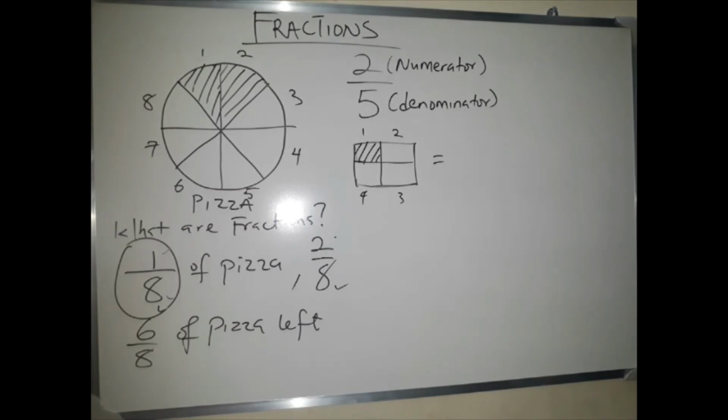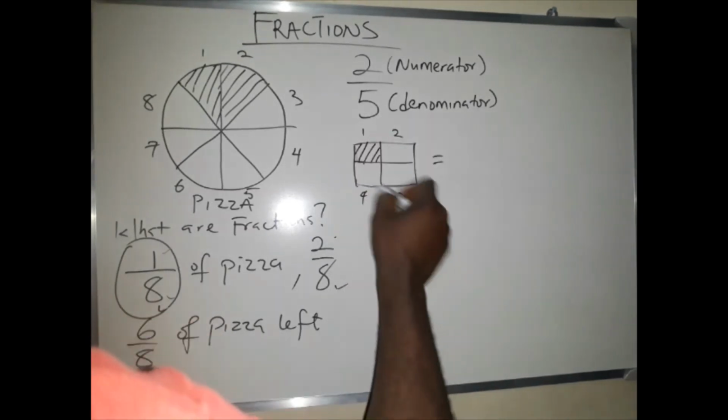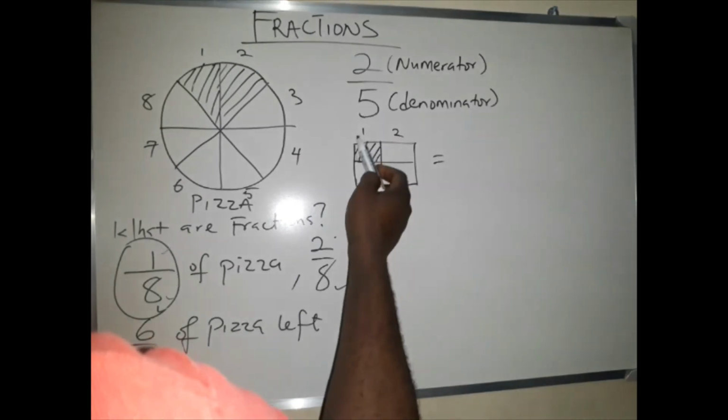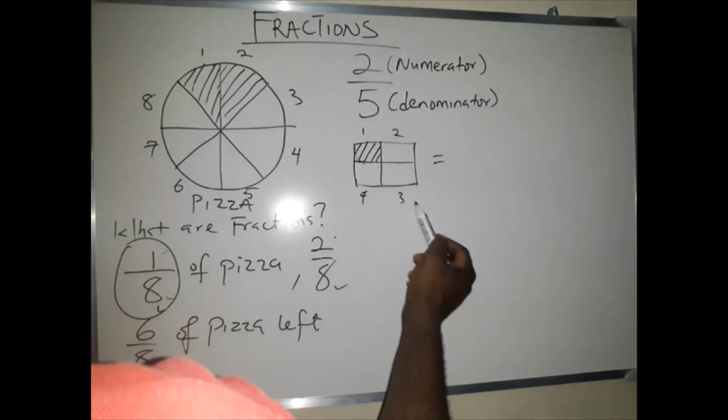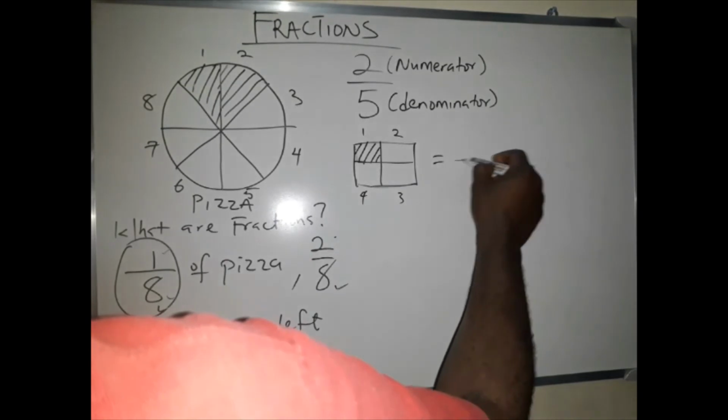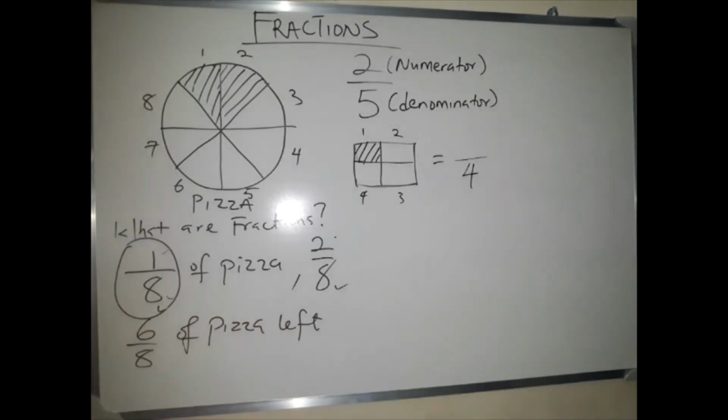All we have to do is, first of all, find out what the denominator is. The denominator tells you how many parts this whole shape has been divided into, and you can see this whole shape has been divided into 1, 2, 3, 4 parts. So our denominator will be over 4.